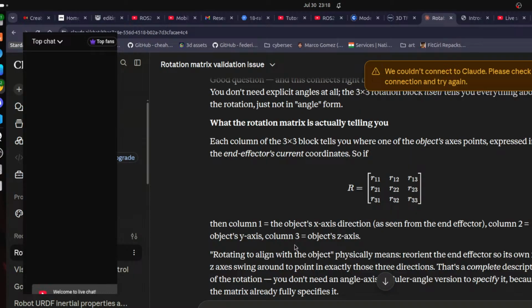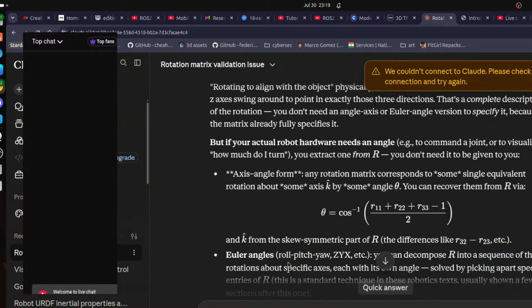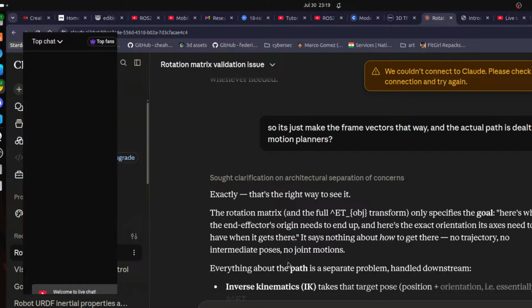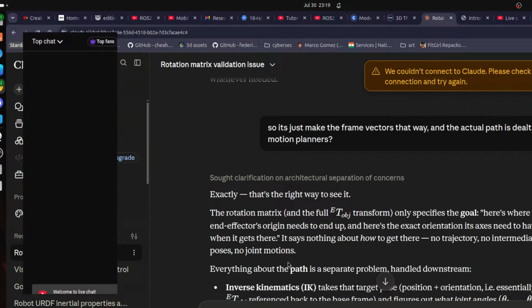Make the frame vectors that way, and the actual path is the motion planners. I gotta note this down somehow.